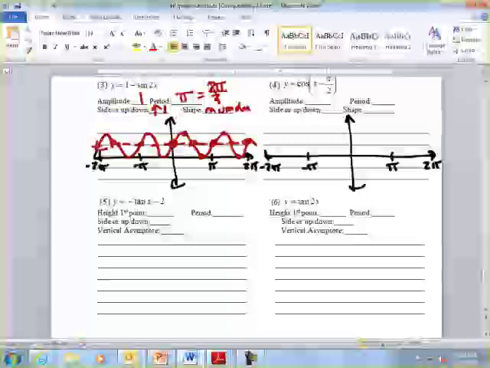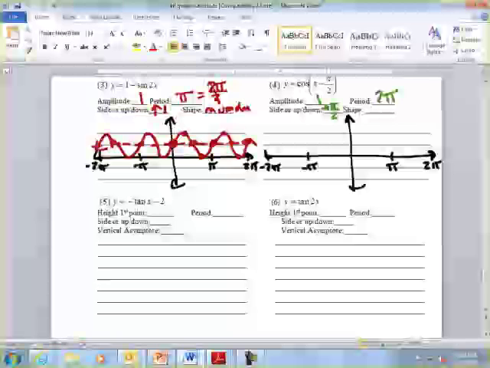Number 4, amplitude is what? 1. Period is 2 pi. 2 pi over b, and there's no b value, so it's just 2 pi. Shifting. To the right, pi halves. Sideways shifting happens in parentheses with the x, and it goes backwards of what it says. So when we subtract, we go to the right. When we add, we go to the left. So we're going to go to the right of pi halves.